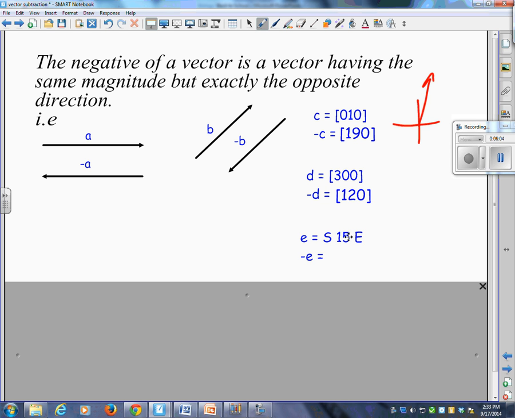What about south 15 west? How do you go opposite that? South 15 east, opposite direction? North 15 west. How do you get that? South becomes north, east becomes west. One above it, one above it.